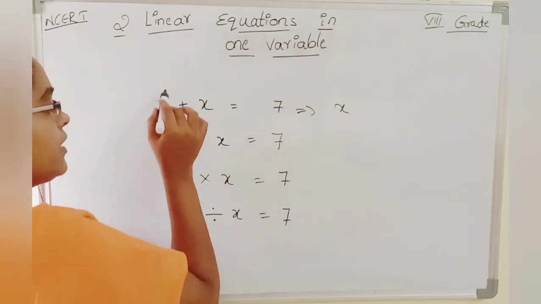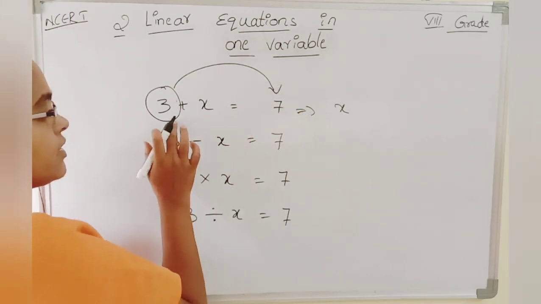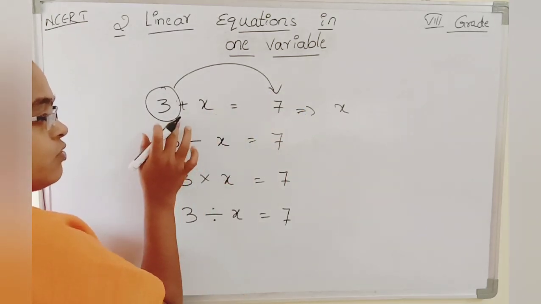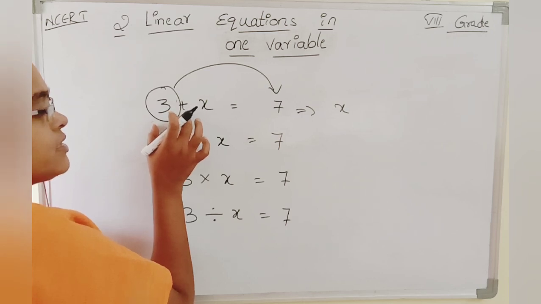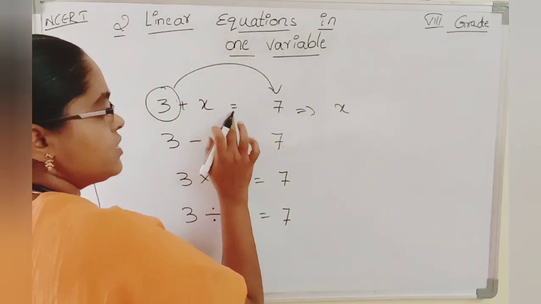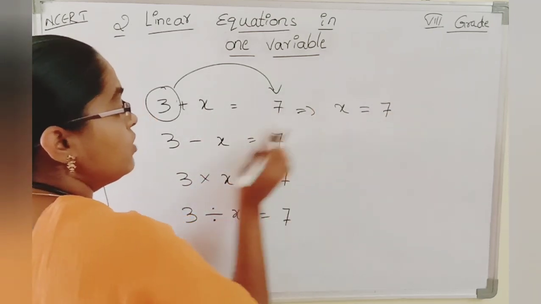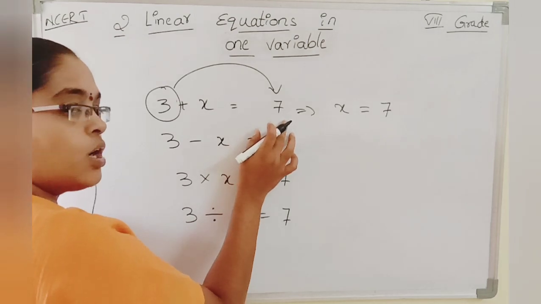So I am sending this 3 to the opposite side of the equal sign. Here 3 is on the left-hand side of this equal to. Now I am sending this 3 to the right-hand side of this equal symbol. Now what do we have? Only x. X is equal to, and then 7 I have, and this 3 I am sending to the opposite side.